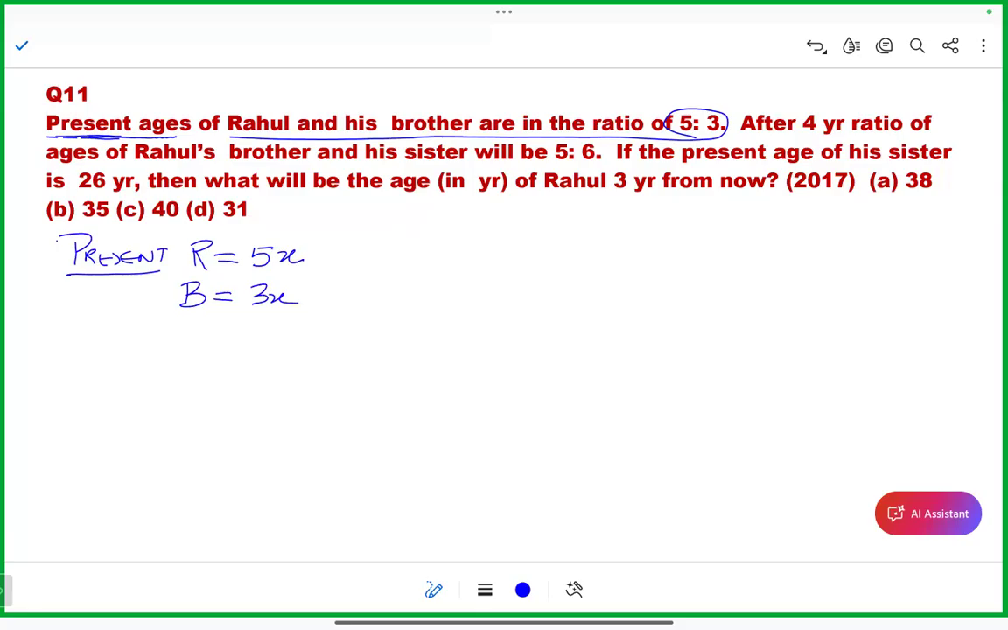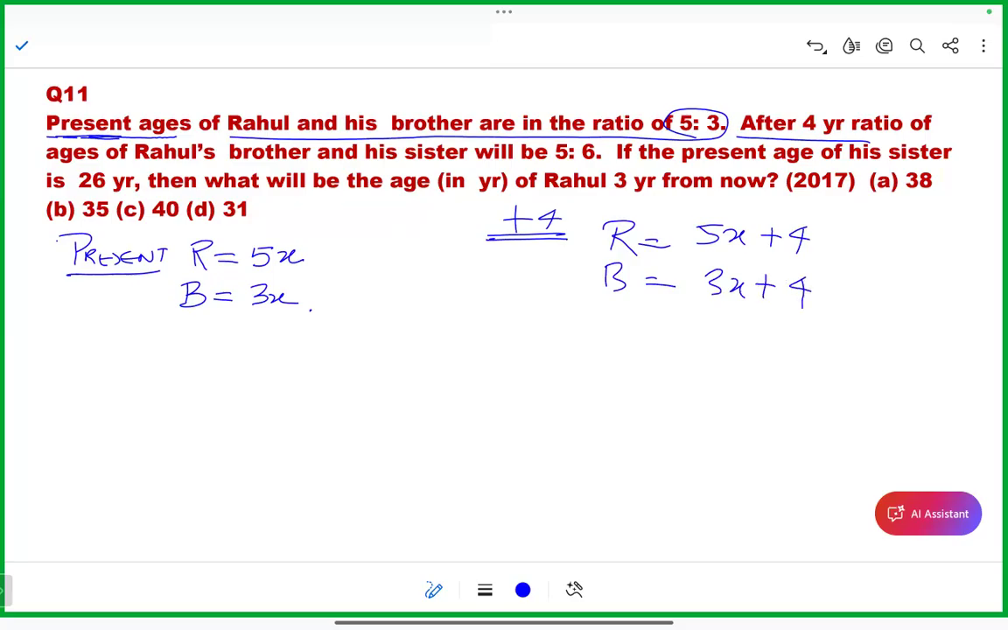Whenever a ratio is given, the usual way is you write 5x, 3x, or 2x, 5x. Just remove the ratio and put x. The next line says after 4 years, which means plus 4. So Rahul will be 5x plus 4. His brother will be 3x plus 4.